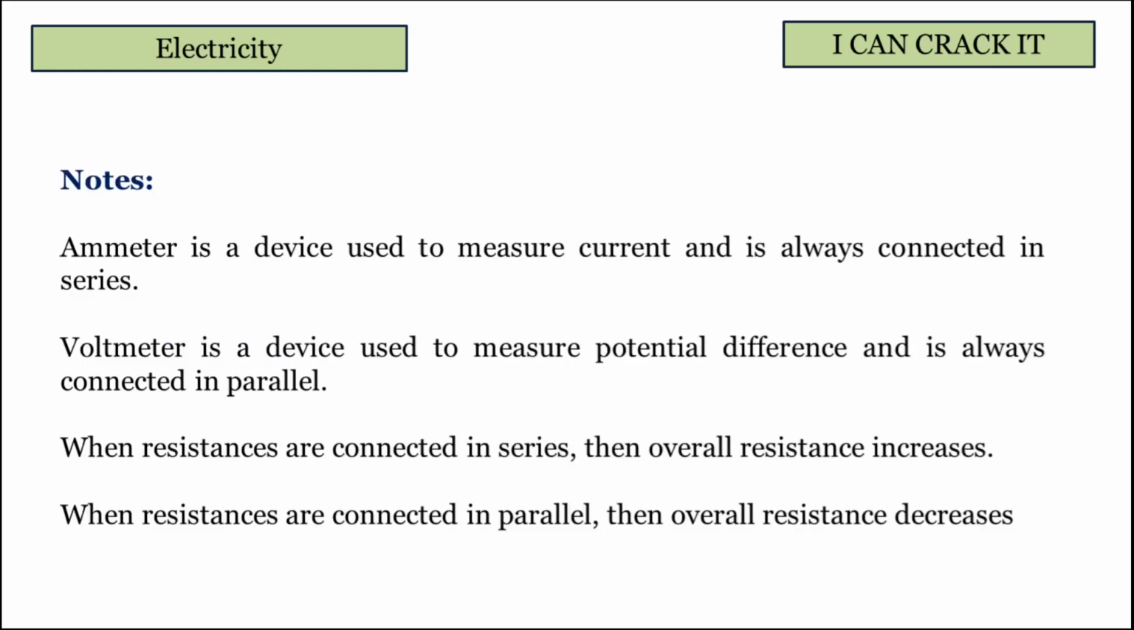Now let's see a few important notes. Ammeter is a device used to measure current and is always connected in series. This is very important. Voltmeter is a device used to measure potential difference and is always connected in parallel.